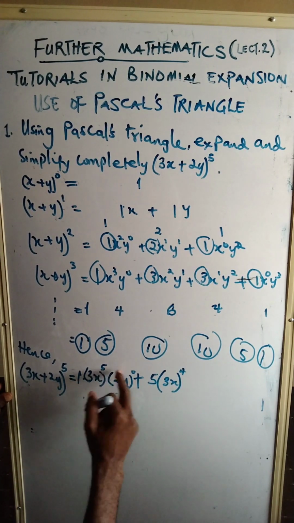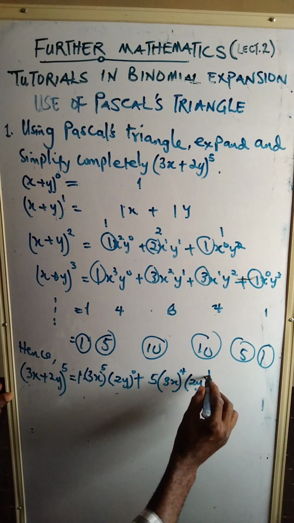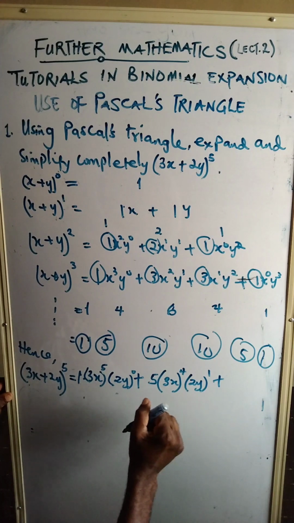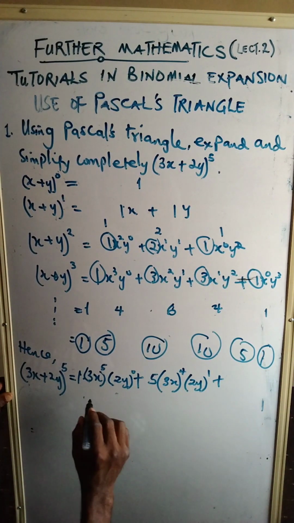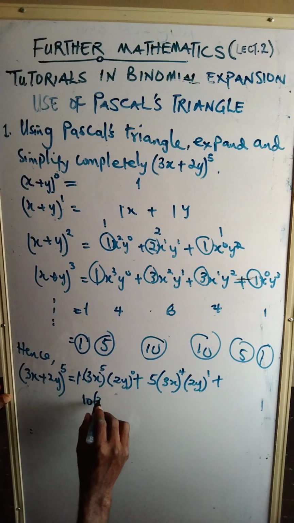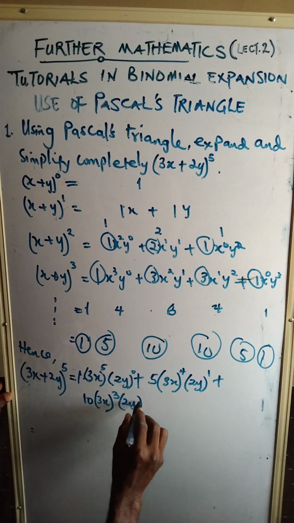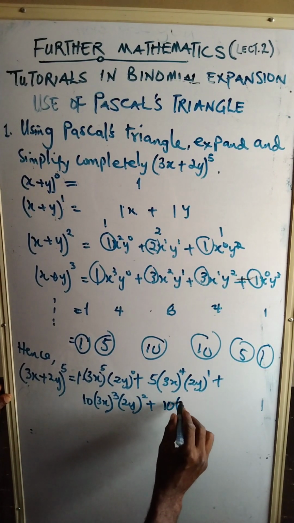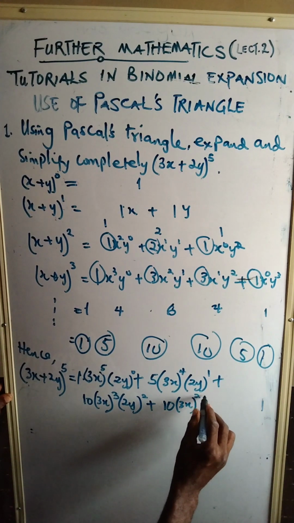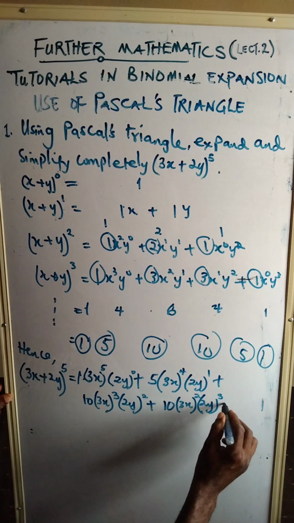The power was 5 here, so it has reduced to 4 here. And then we have 2y raised to power 1. The next one, the leading coefficient is 10, so we will continue this way. That's going to be 10. Then we have 3x raised to power 3. We have 2y raised to power 2. The next one is 10 again. So we have 10, then we have 3x raised to power 2 into 2y raised to power 3.